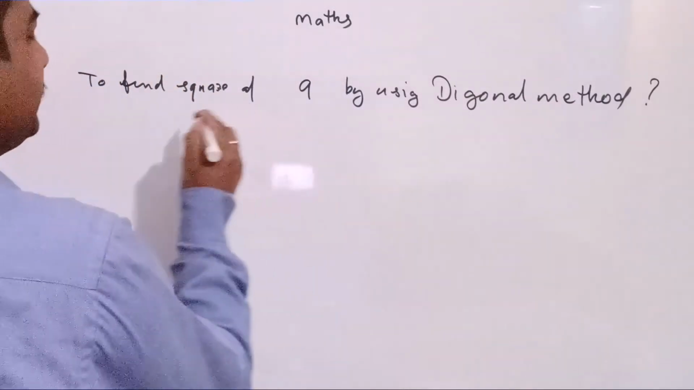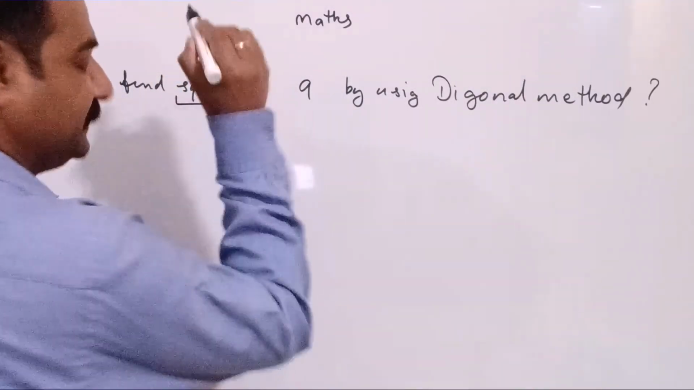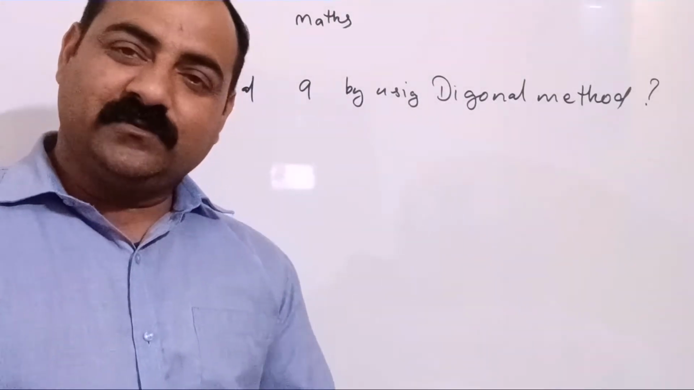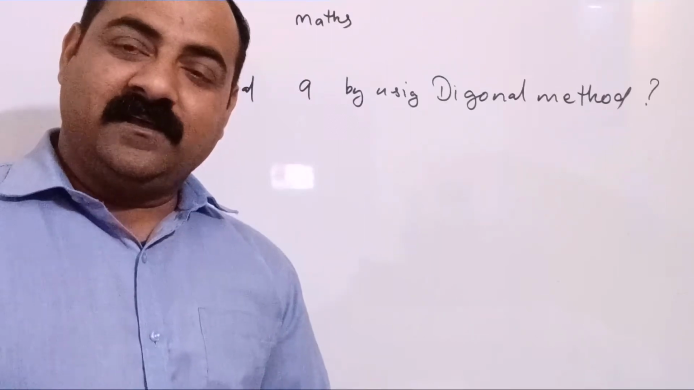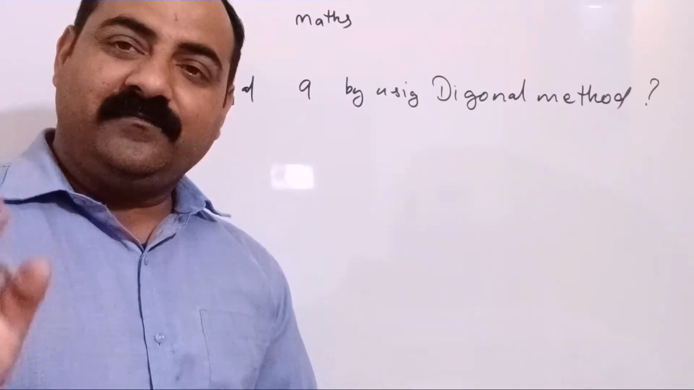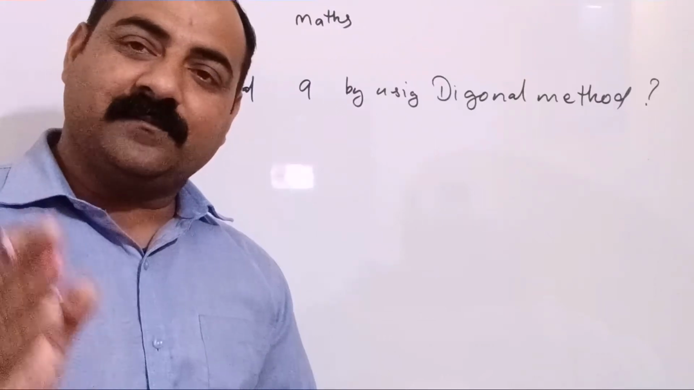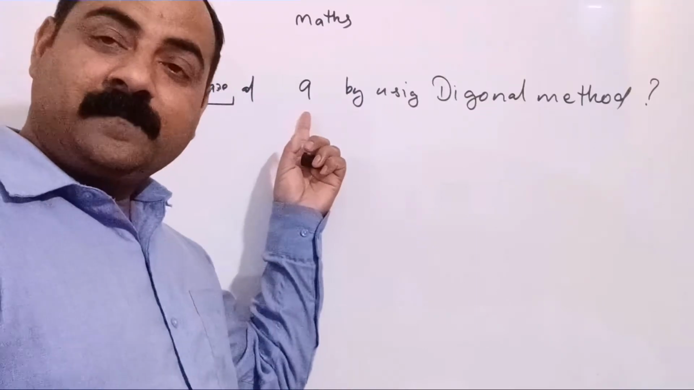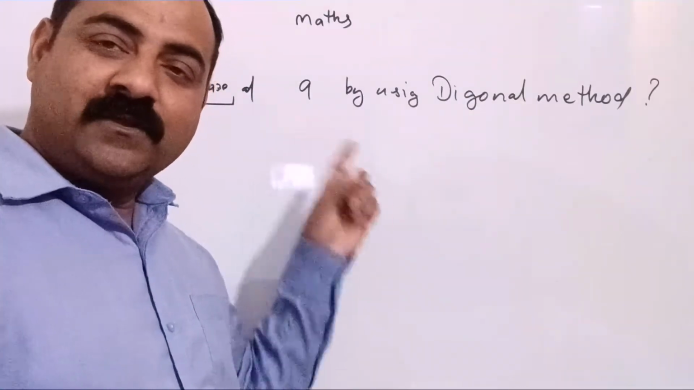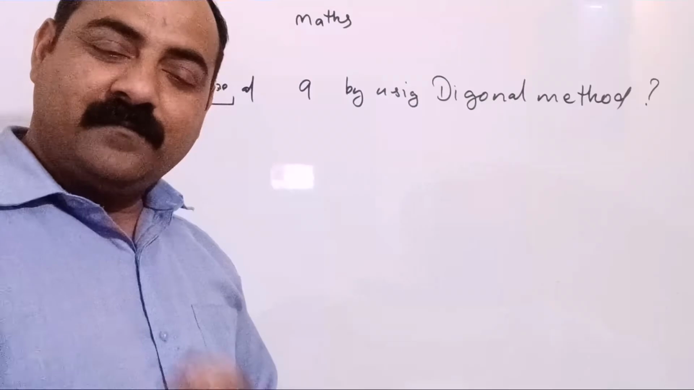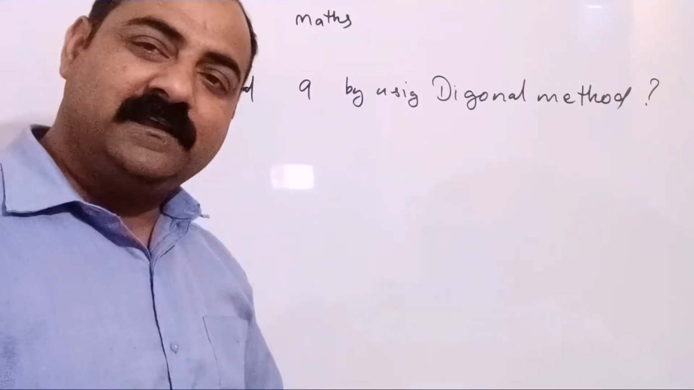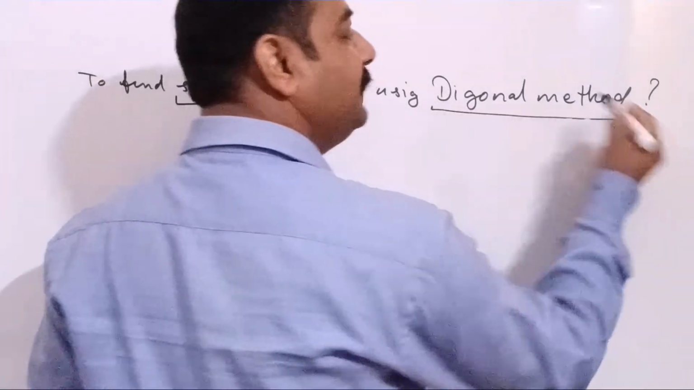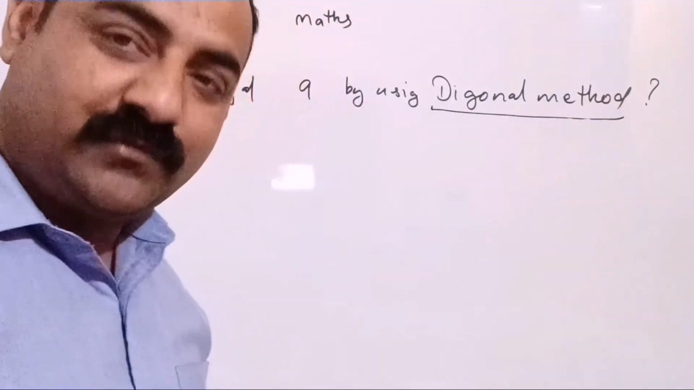So first of all, guys, what is the meaning of a square? So square is the value that we get by multiplying the number by itself. Okay, if we have a number that is 9, so how to calculate the square of 9? By multiplying 9 by 9. So here we use the diagonal method to calculate the square.